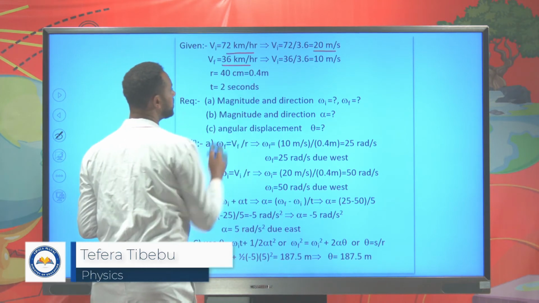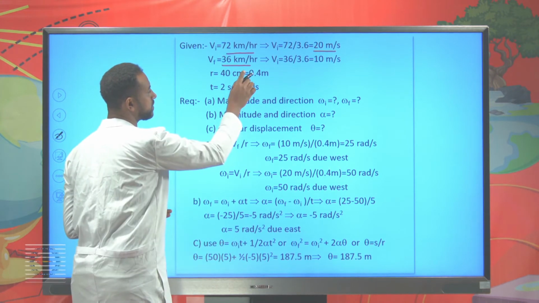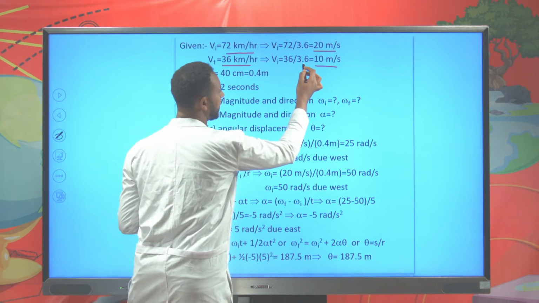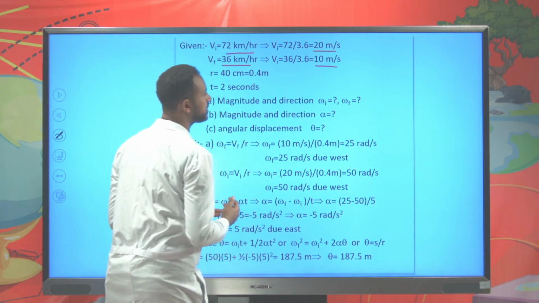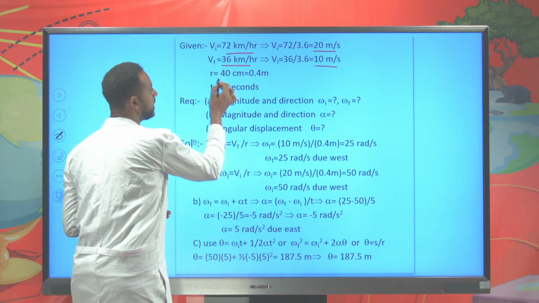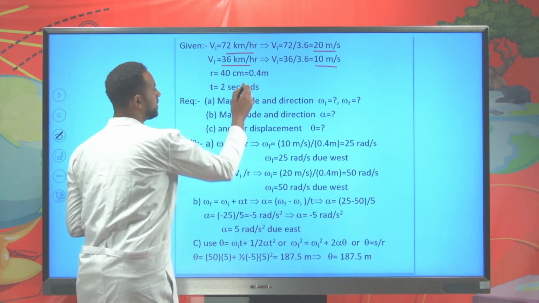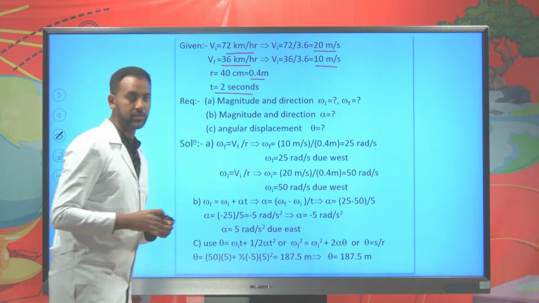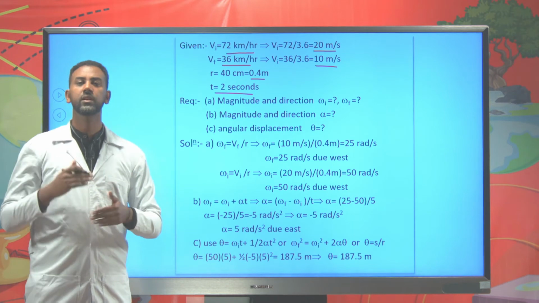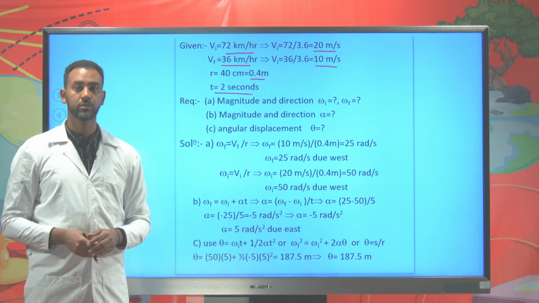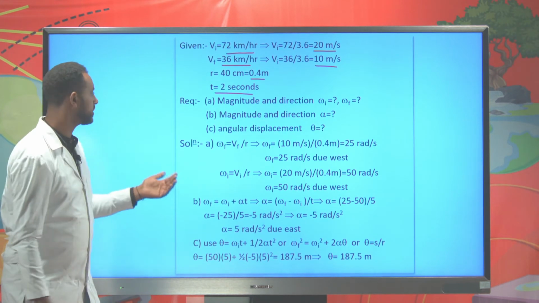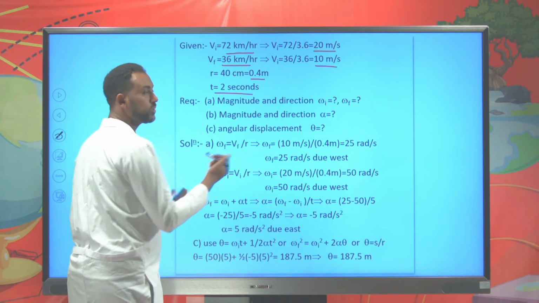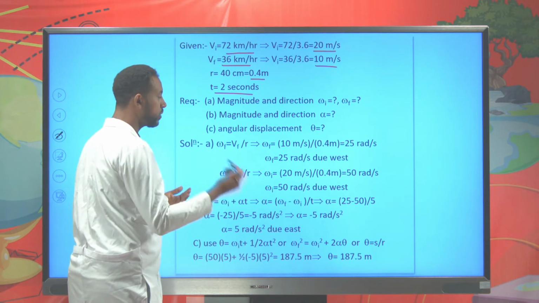And the final velocity after 2 seconds is 36 km per hour. When you convert it into meter per second by dividing by 3.6, it gives you 10 meter per second. Then you have the radius of the tire, which is 0.4 meter, and the time it took is 2 seconds. Now the first question is, what are the initial and final angular velocities of the tire? The tire tends to rotate. To find that, it's very easy. We have to connect the linear velocity with the angular velocity.